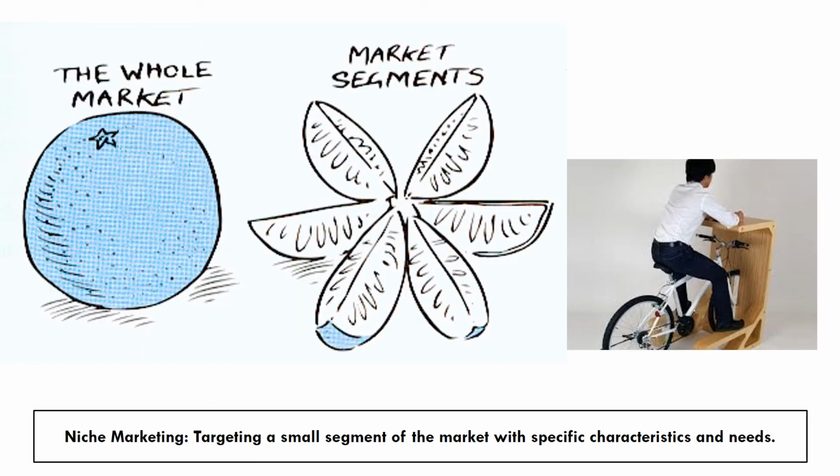So we've looked at a mass marketing approach to do with the whole market. We're now going to look at a marketing approach where we focus just on a segment of the market, and we call this niche marketing. And that's where we target a small segment of the market, and that small segment of the market have specific characteristics and needs.